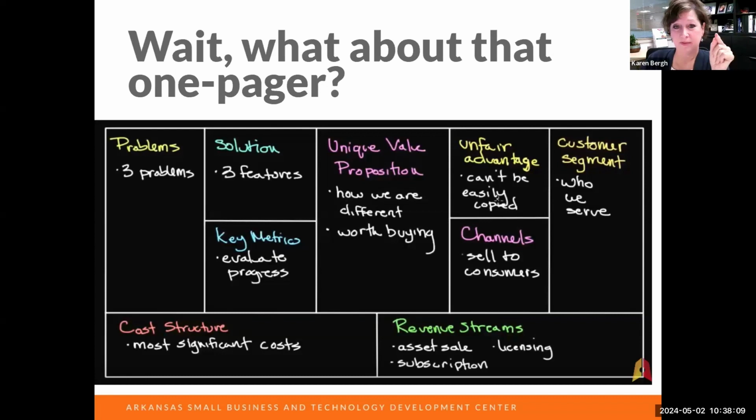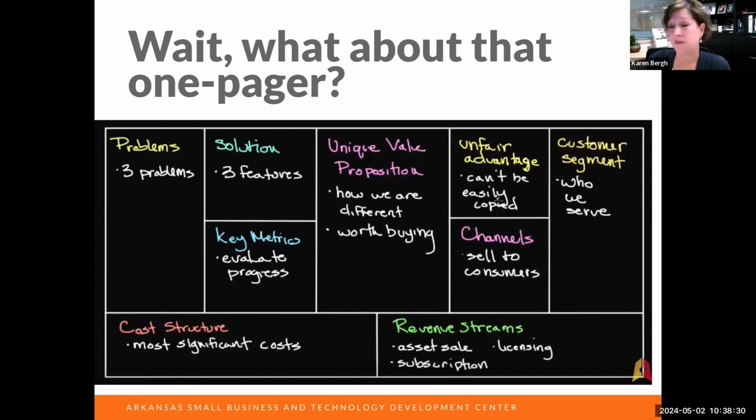Start from the top left and go clockwise. List the problems that you see that you're trying to solve in this target audience, right? List your solution. Maybe those are a couple of unique things about your particular solution. The unique value proposition: how is it different from the others and worth buying from you versus them?